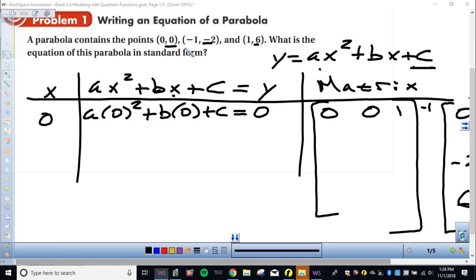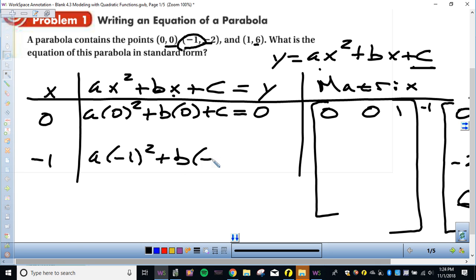So next one we're going to plug in is the -1 here. So -1, we get a times -1 squared plus b times -1 plus c equals our y value, -2. So -1 squared, -1 times -1 is +1. We have -1 for the b term, +1 for the c term, and -2 like we wrote over here in the 3 by 1 matrix. Right, matrices go row by column always, in case you forgot that.